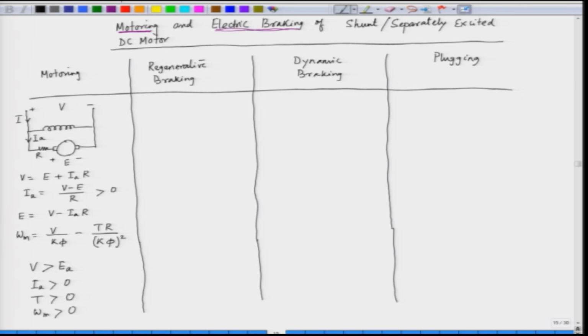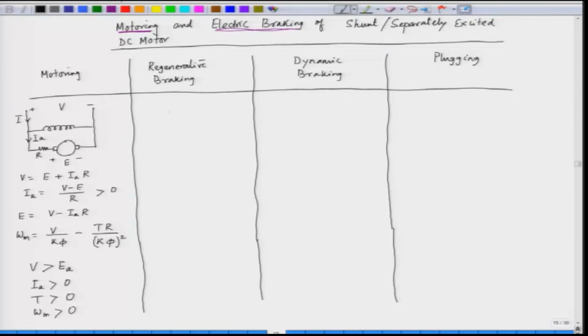And of course, the speed has to be also positive for motoring. Now, let us come to braking. What do we mean by braking of the motor? When we talk about braking, we are bringing down the speed. So, the motor speed is brought down to 0 or maybe reduced to a low value, that is the meaning of braking. When we are braking, the motor is sometimes functioning as a generator and it is delivering power back to the supply or back to some resistance. So, in regenerative braking, the motor is functioning as a generator and it is supplying power back to the DC source.